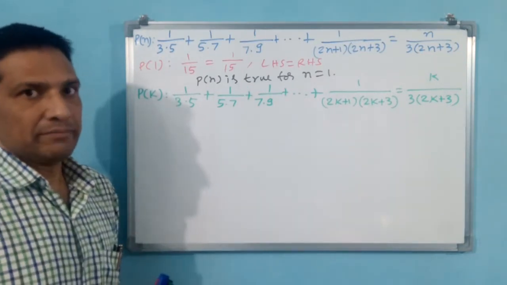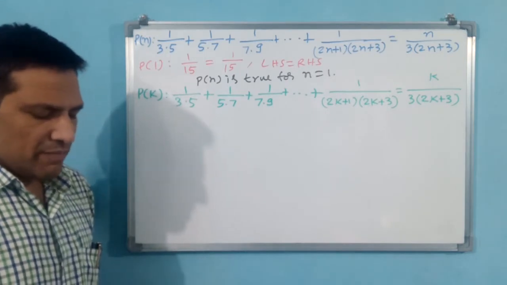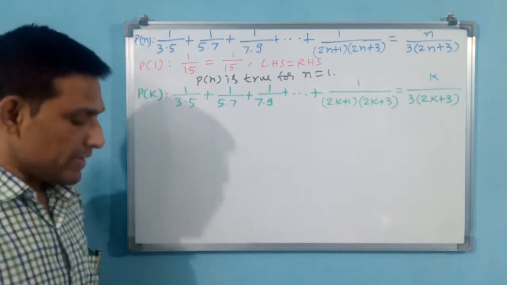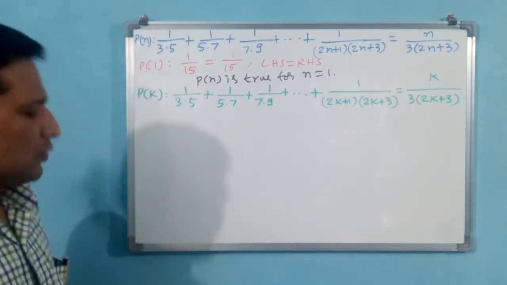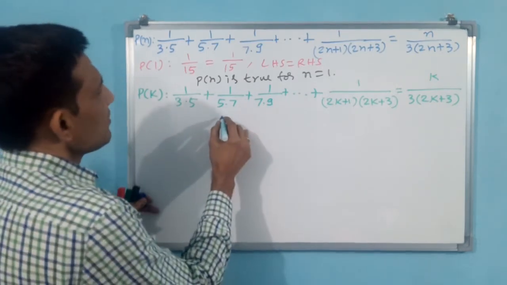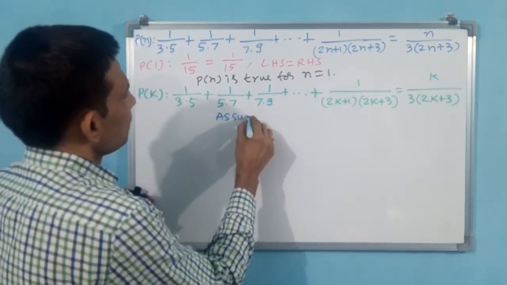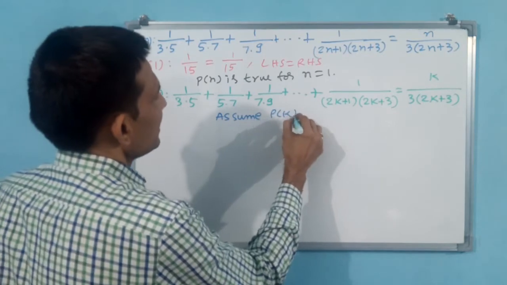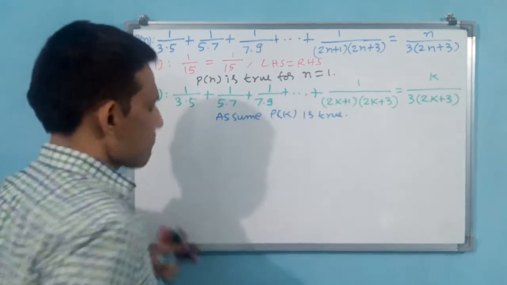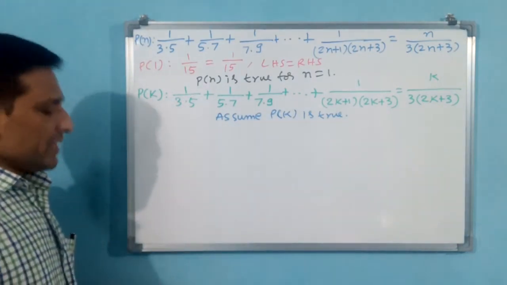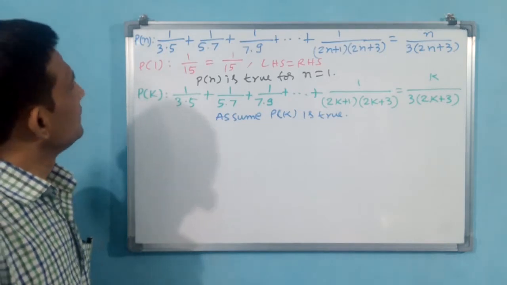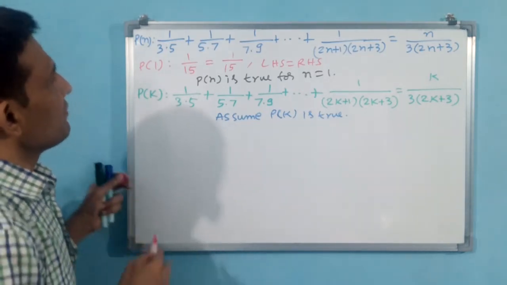This is P of k. After writing P of k, an important step you have to write: assume Pk is true. That is very essential. Why? Because you have to assume Pk is true, only then can you proceed. Write down: assume P of k is true. Now Pk is true, we have written. Now we go for P of k plus 1. Write down P of k plus 1.